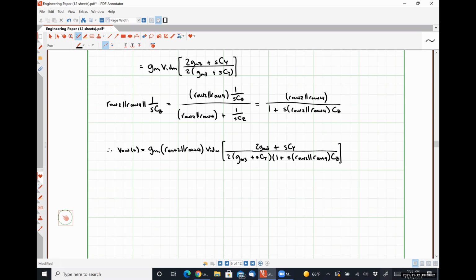So instead of writing all this down again, we could pretty easily see that our transfer function is just going to be the right-hand side divided by VIDM, which means this bit right here represents our DC gain, which is why I wrote it in this form so that we can literally see it's exactly what we got the last time, multiplied by our frequency response.